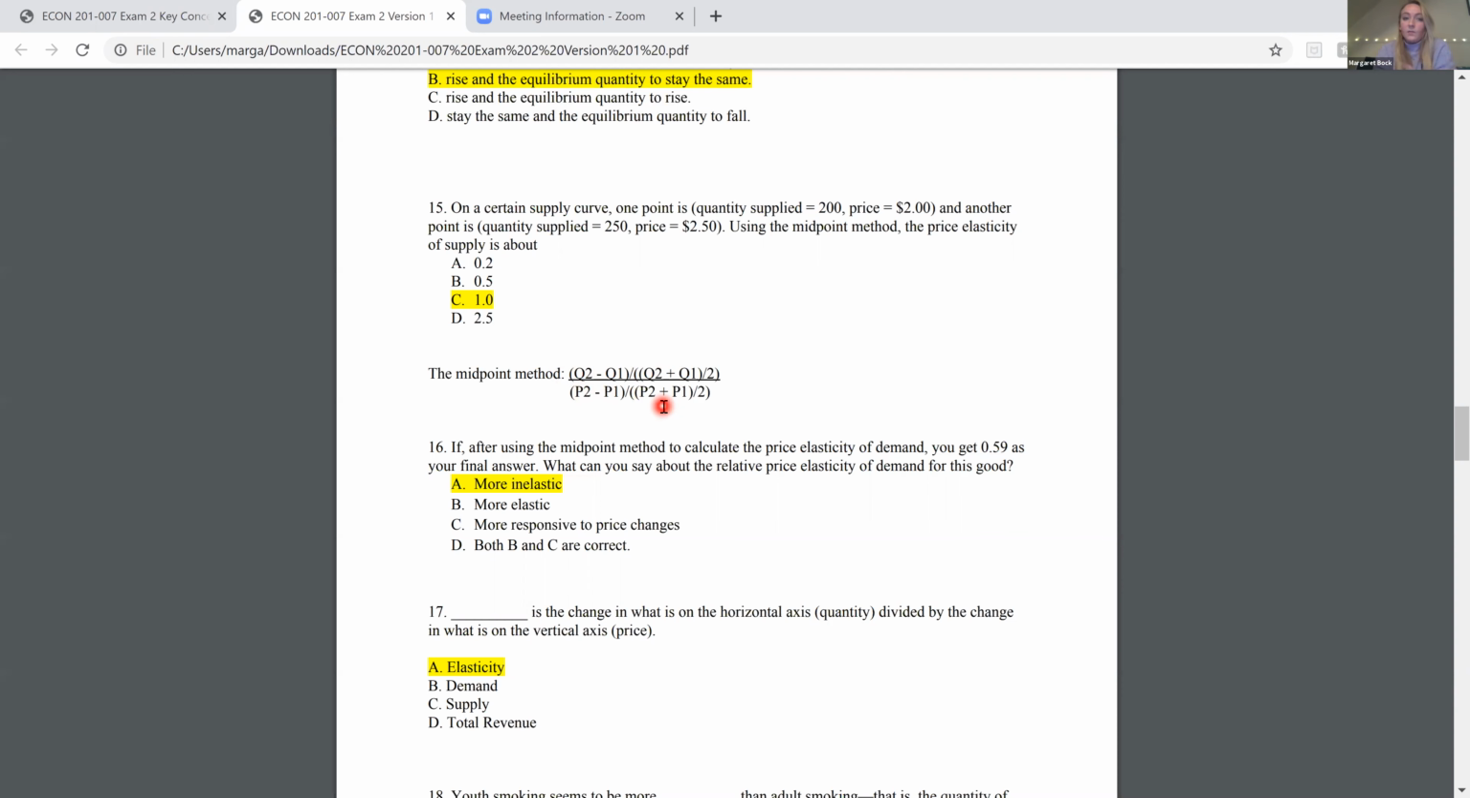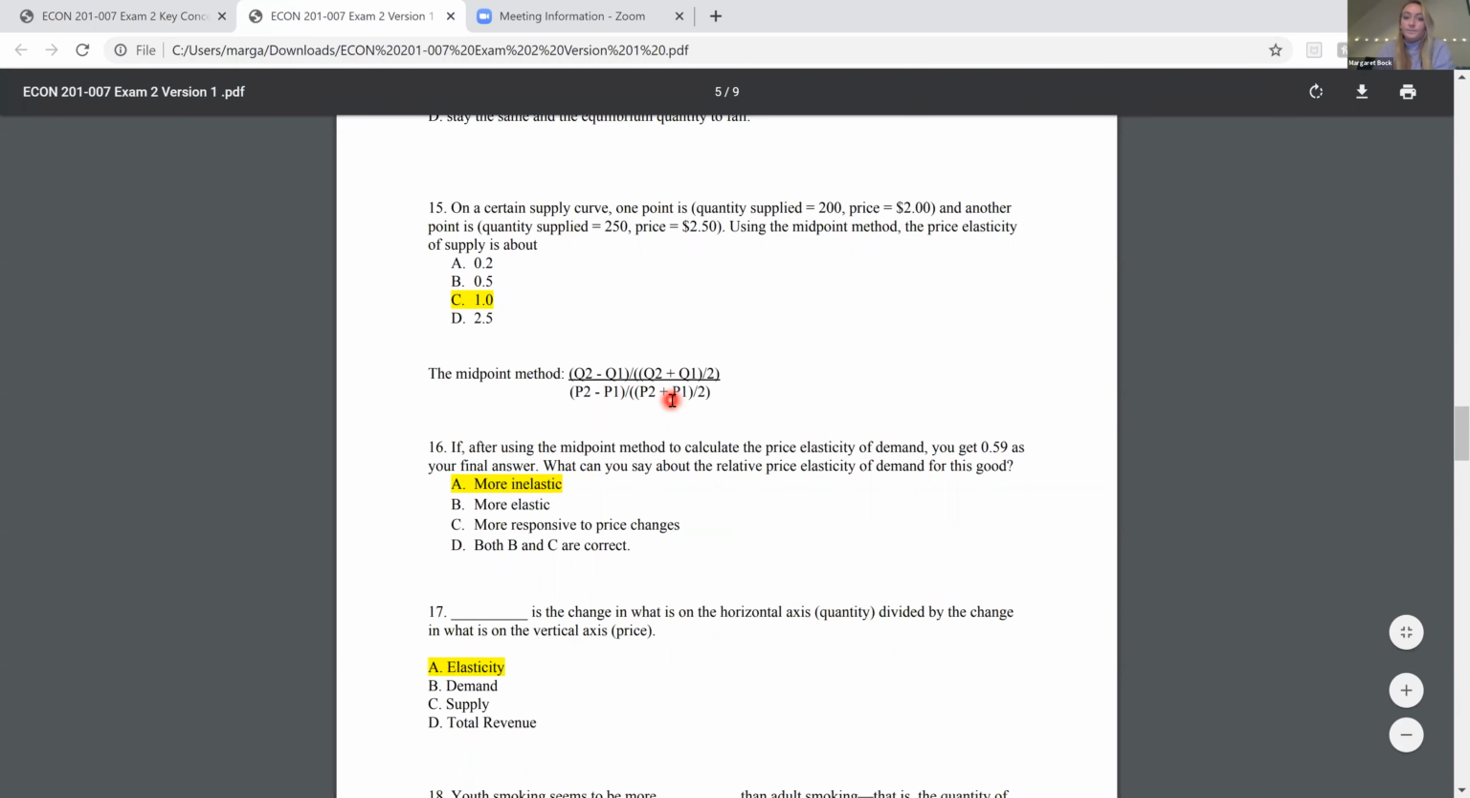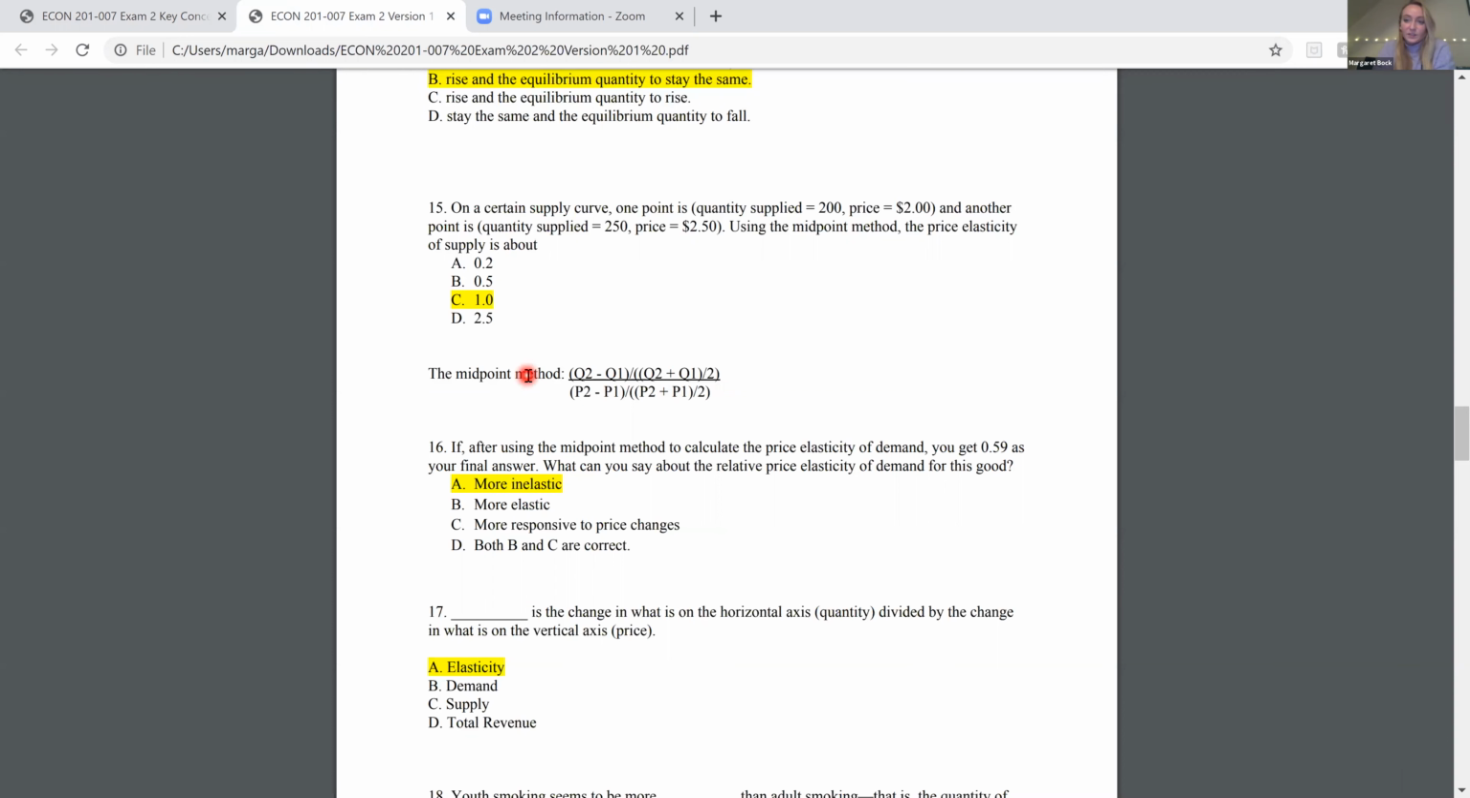And I don't know if you guys remember, but I have a little discussion in the lecture notes that kind of explains why we did that. And the reason we did that is because if you choose a different point as your starting point, and you just do a simple percent change formula, you'll get different answers. But if you use the midpoint, you won't get different answers. So you can choose either point as your point 1 and point 2. It doesn't really matter if you use this midpoint method. So basically you just have to plug in all of the numbers into this formula.